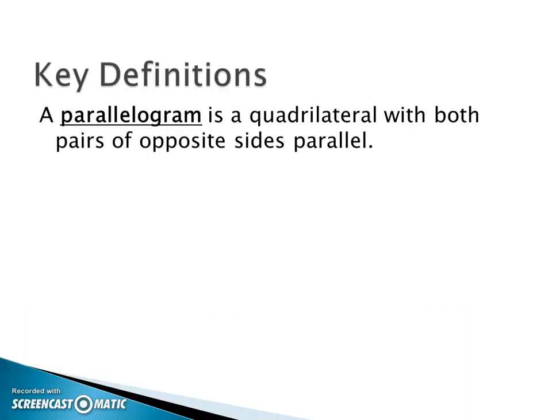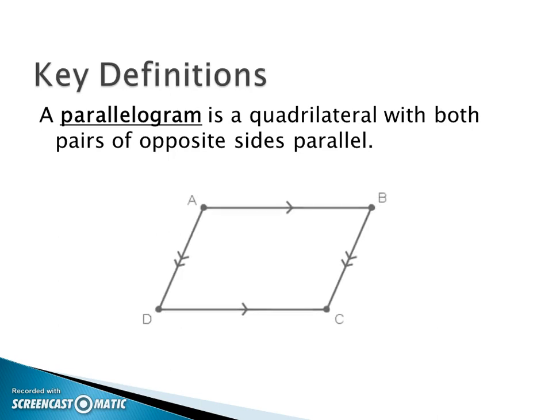So first, key definition: a parallelogram is a quadrilateral with both pairs of opposite sides being parallel. So this is what it looks like. Notice that AB is parallel to DC, and that AD is parallel to BC.